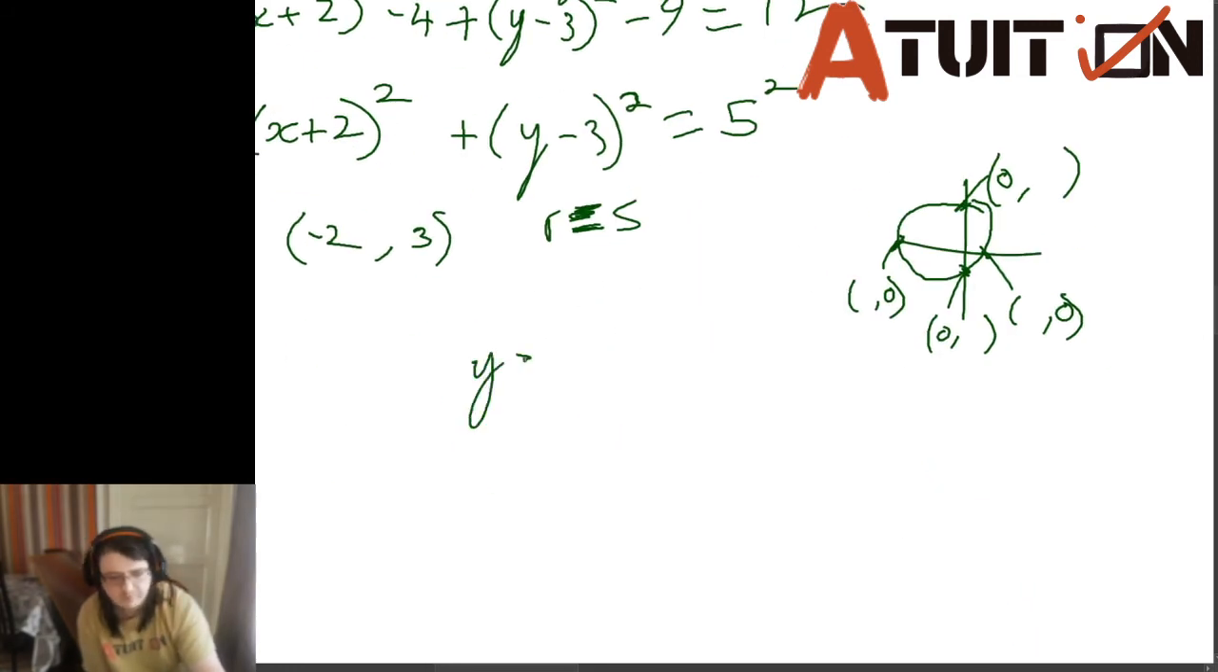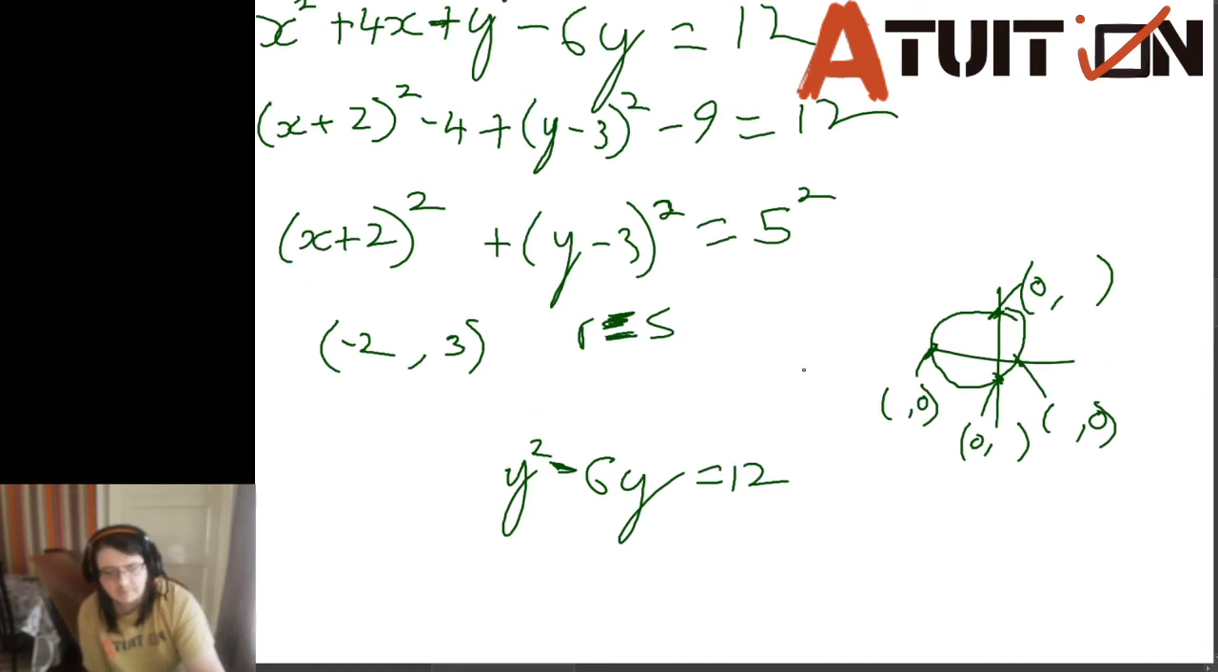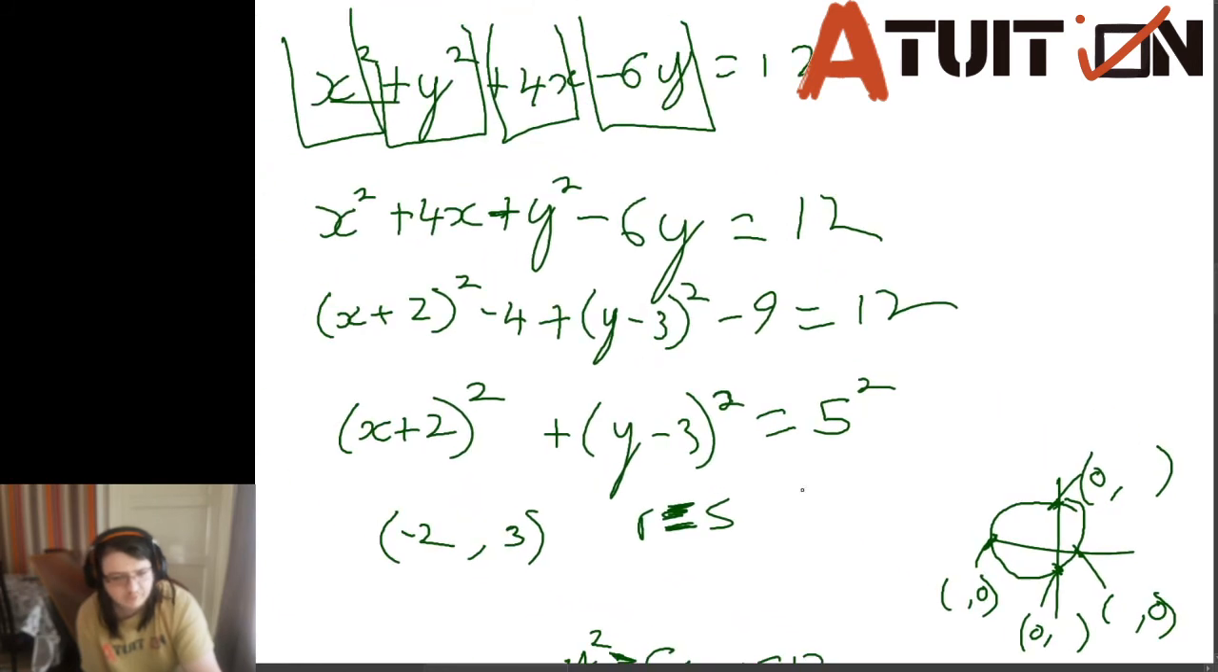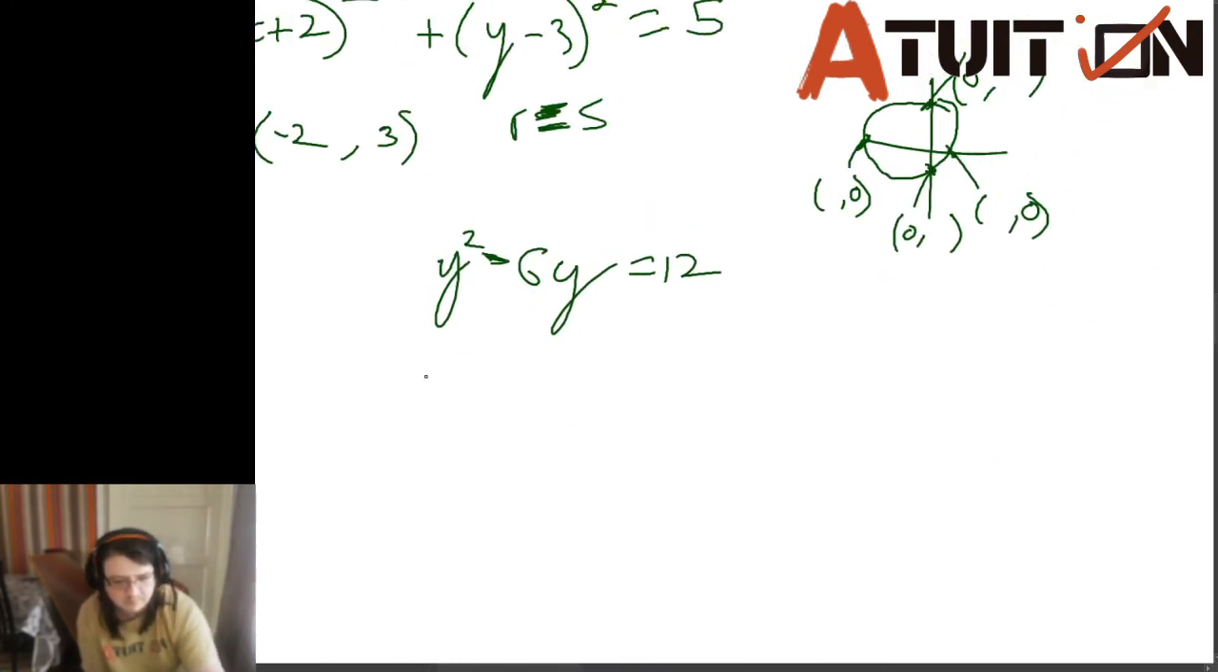Y squared minus 6y equals 12. Similarly, if we put y equals 0 into this equation, it's going to get rid of this y squared, because 0 squared is 0. It's going to get rid of the minus 6y, because minus 6 times 0 is 0. So we're just going to be left with x squared plus 4x equals 12.